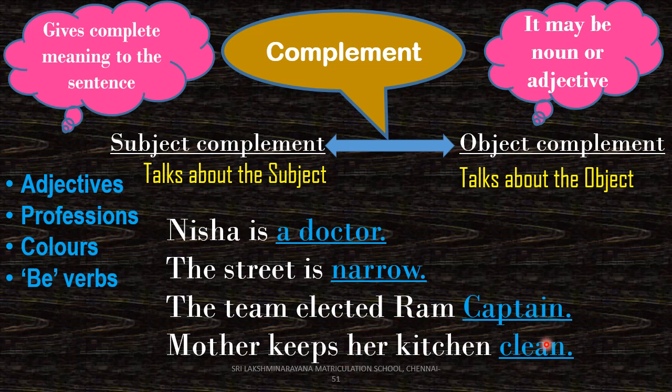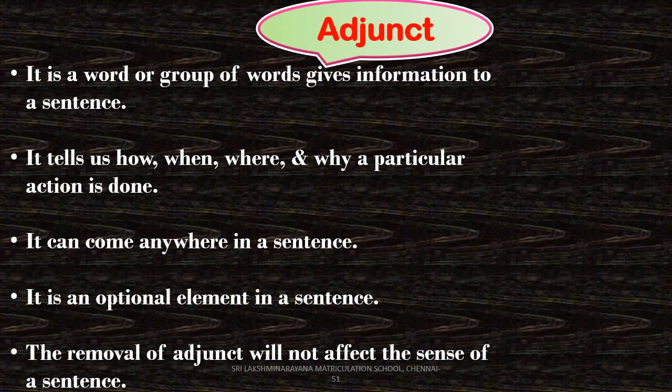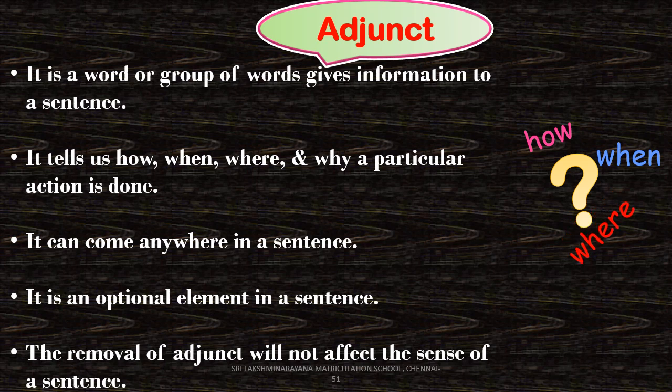So now let's look into adjunct. Adjunct is a word or a group of words that gives additional information to a sentence. It tells us how, when, where, and why a particular action is done. Children, an adjunct can come anywhere in a sentence. It is just an optional element in a sentence. So even if you remove the adjunct from the sentence, it will not change the meaning of the sentence.